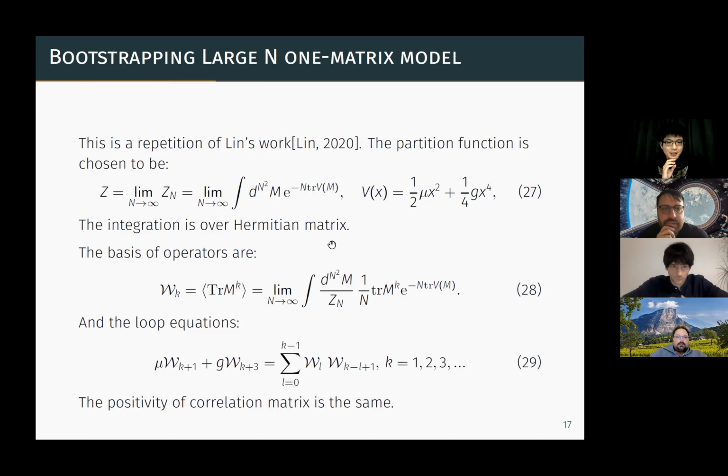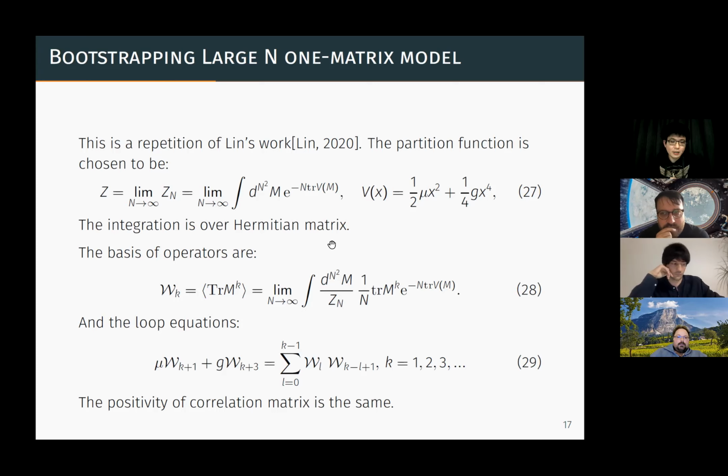Let's look at how the bootstrap of the one matrix model works. This is a repetition of Lin's work, actually. This is a very straightforward generalization of what we've done for the single variable integral. The basis of operators is just some single trace operators. And we have the loop equation here, but there is something different. Because of the large N factorization on the right-hand side, we actually have a sum over quadratic terms.